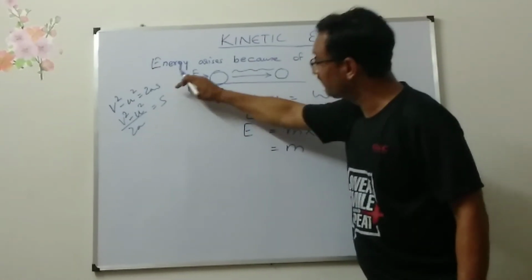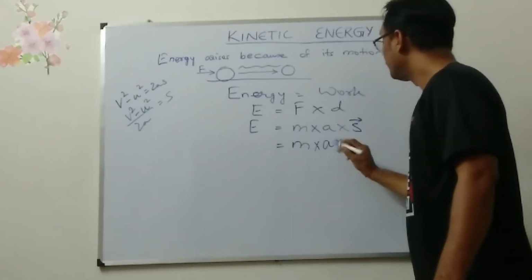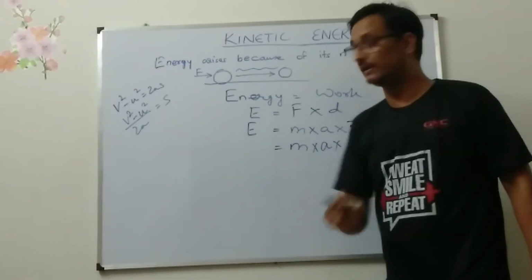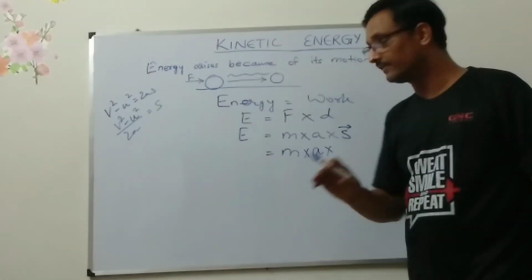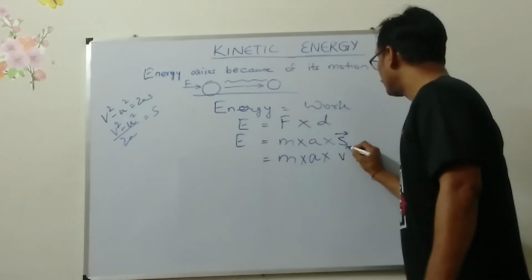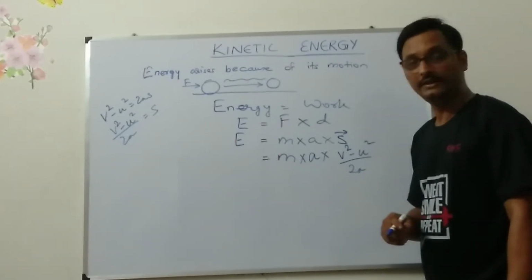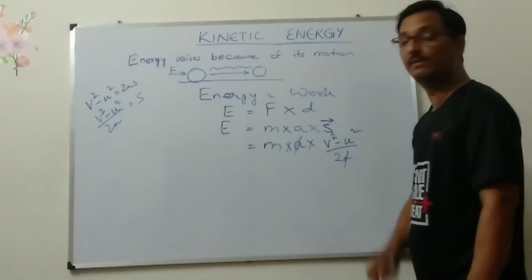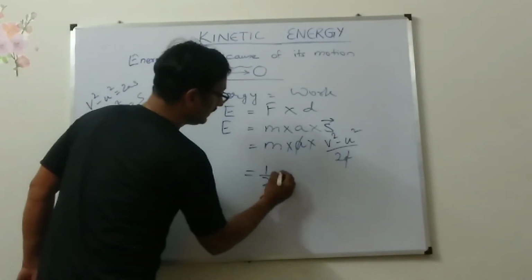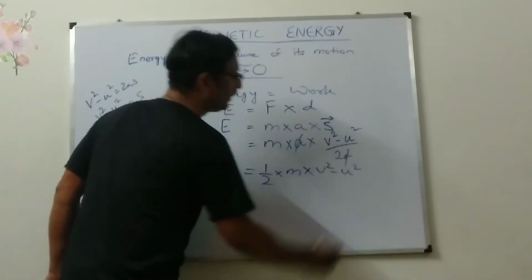So in place of S, we will be applying this formula. So M into A. In kinetic energy, there is no acceleration due to gravity, so this acceleration will be A itself. And in place of S, what will I write? V square minus U square by 2A. This A and this A will cancel. So we will be writing half into M into V square minus U square.